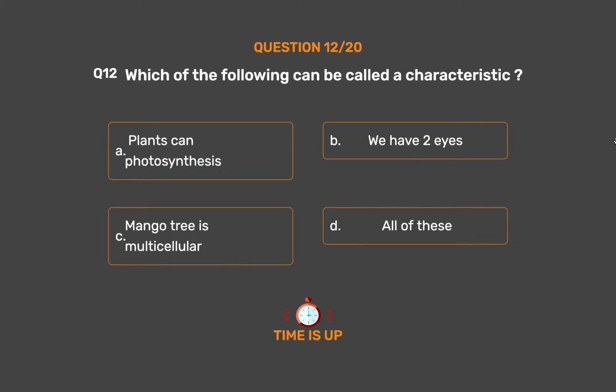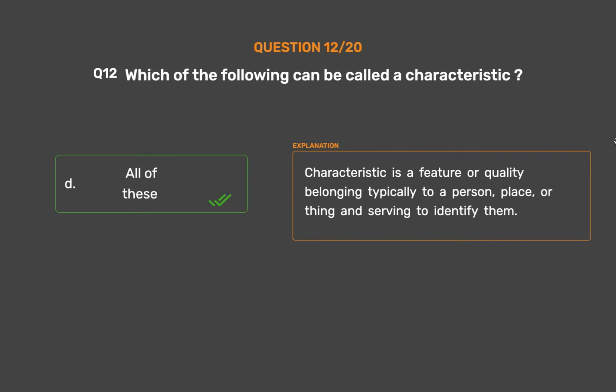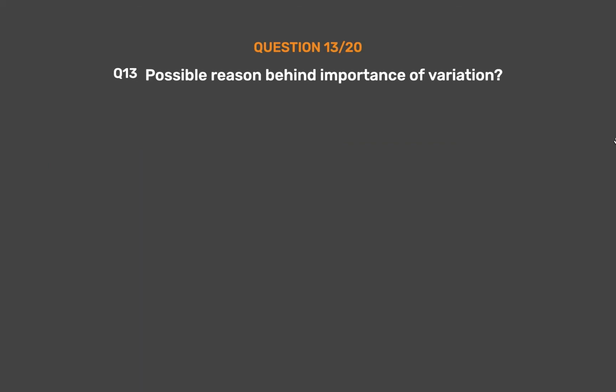The correct answer is option D. All of these. Characteristic is a feature or quality belonging typically to a person, place, or thing and serving to identify them. Question number 13.